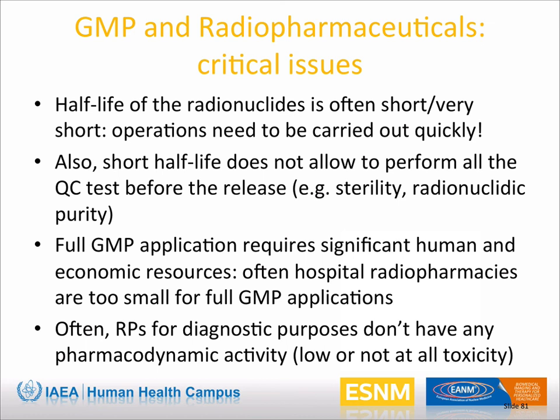Half-life of the radionuclides is often short or even very short. For example, the half-life of carbon-11 is only 20 minutes, so the operations need to be carried out quickly. Also, the short half-life does not allow performing all the quality control tests before the release. For example, sterility test and radionuclidic purity test need to be performed after days.